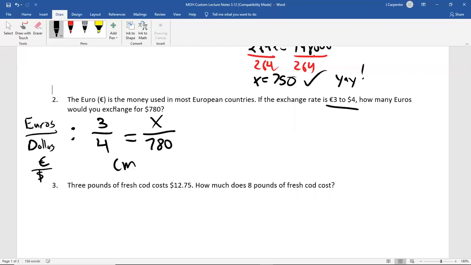You're going to cross multiply. So we take the 3 times the 780, and we set that equal to the 4 times the x. 78 times 3 is 234, tack on a 0, so that's 2,340 is equal to 4x. And then we solve this. Again, we don't care what the 2340 is to tell us what to do. It's just the 4 times the x tells us divide both sides by 4.